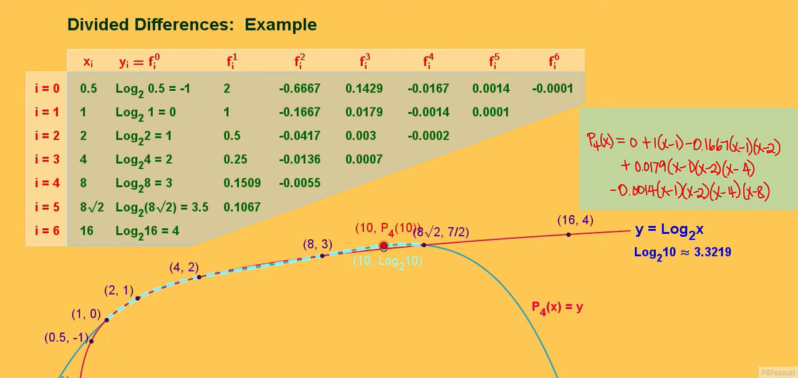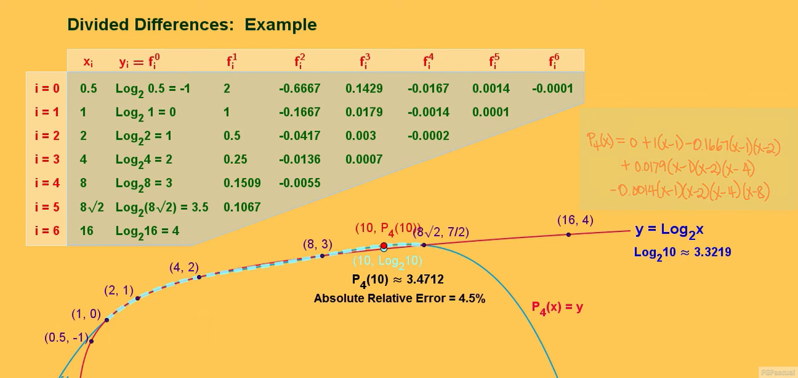Here is the graph of p sub 4 with the segment between the points that we used highlighted. The point corresponding to p sub 4 of 10 is indicated by the red dot, and note how close it is to the corresponding point on the graph of the logarithm of x base 2. P sub 4 of 10 is equal to 3.4712, and this gives us an absolute relative error of 4.5%, which is an improvement over all the other estimates that we have obtained so far.